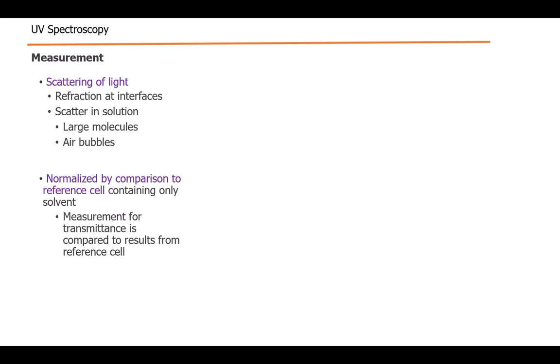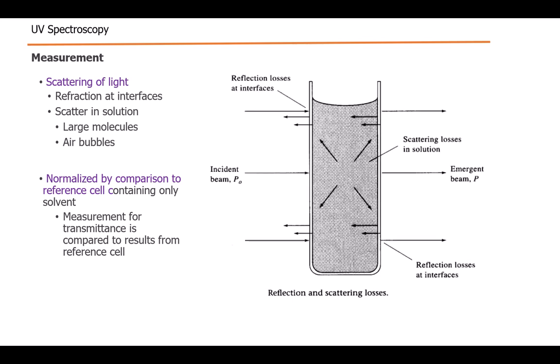Scattering of light. Whenever you measure, you will place the sample in the spectrophotometer. Scattering of light takes place at the refractions at the interfaces. For example, a cuvette is shown, and these are the interfaces between the air and the solution inside, and these interfaces cause scattering.